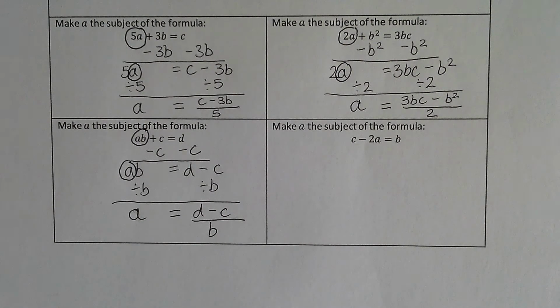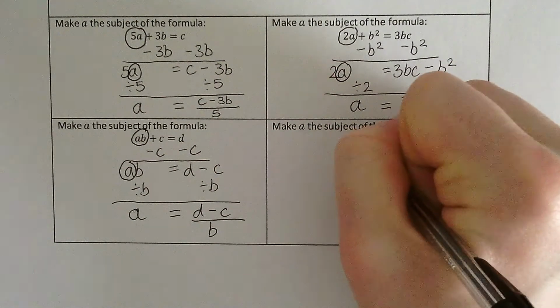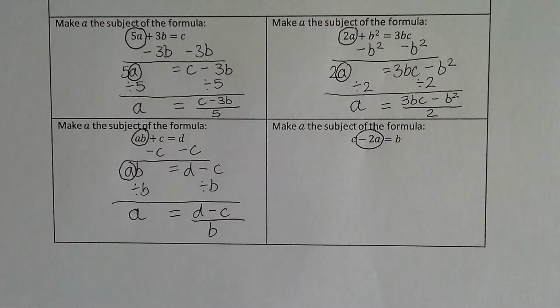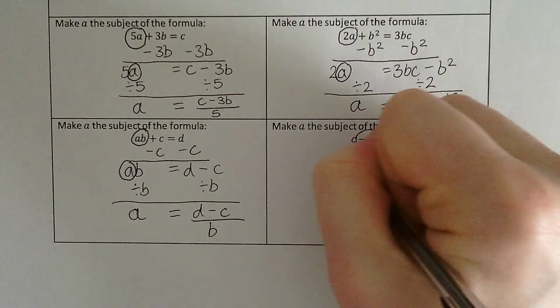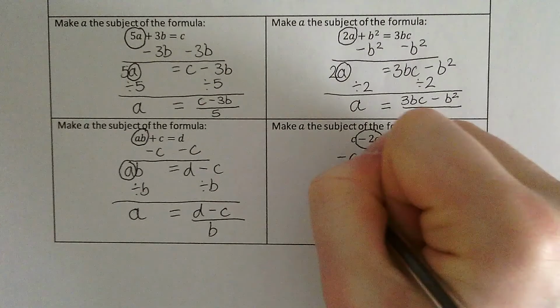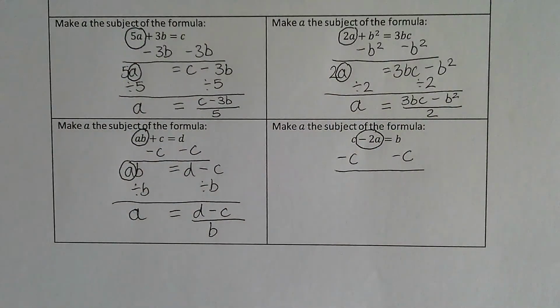On to our final question. We're making a the subject of the formula c take away 2a equals b. We need to start by isolating the term that contains a, and that term is minus 2a. This means we need to get rid of c. This c would be adding on to minus 2a, so we can get rid of c by subtracting c from both sides of the formula.